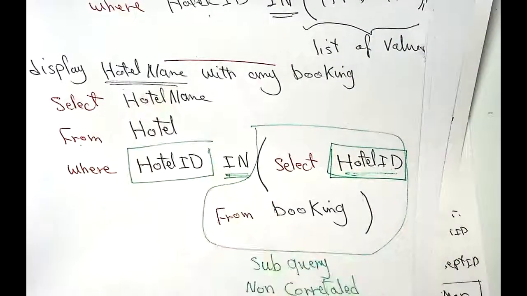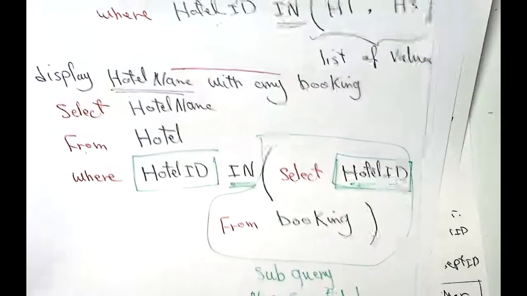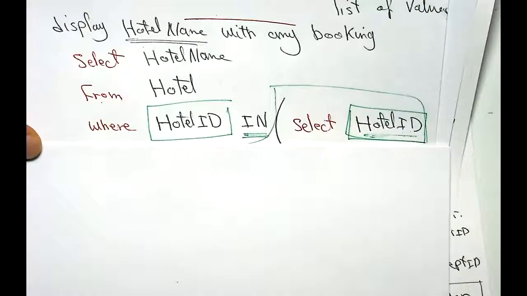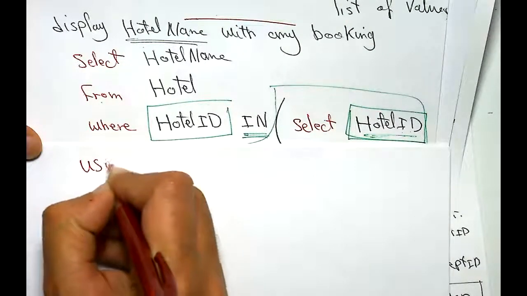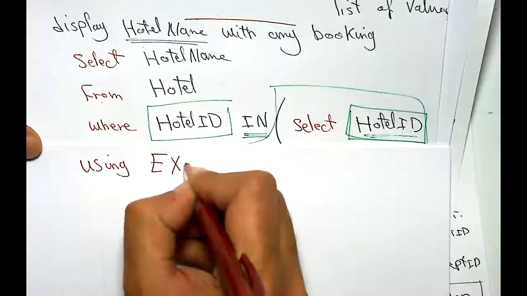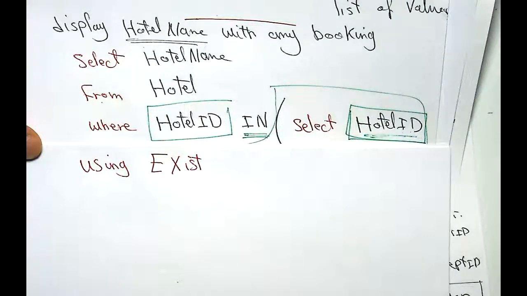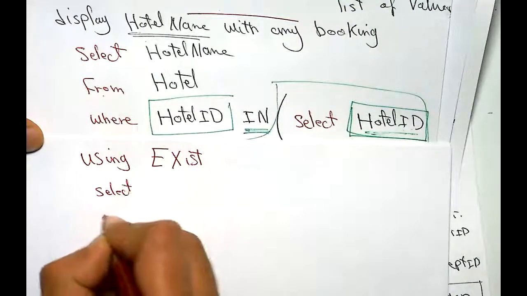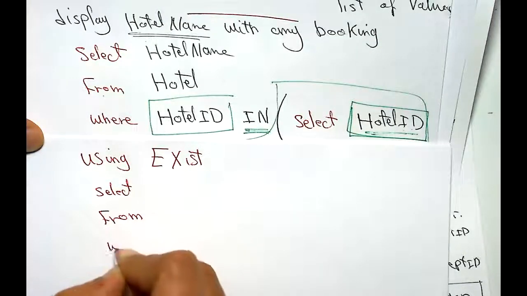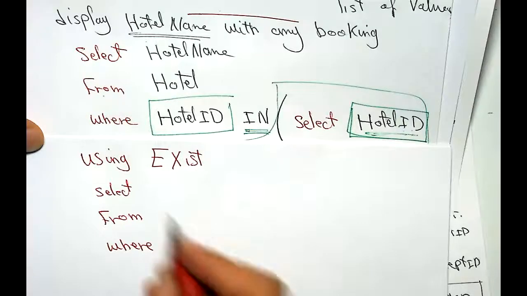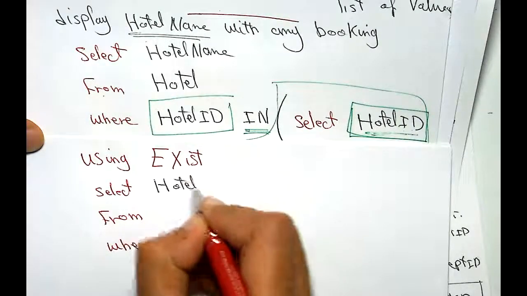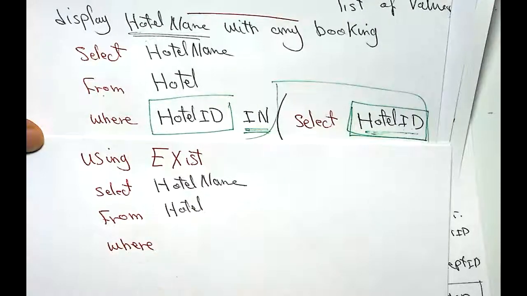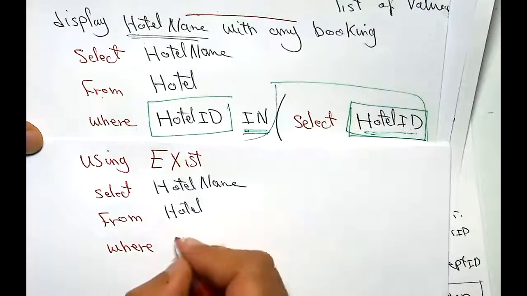So I will do the same example but using exists. The first part will be similar or maybe the same. So, using exists, I'm going to select hotel name from hotel, where I just use the keyword exists.